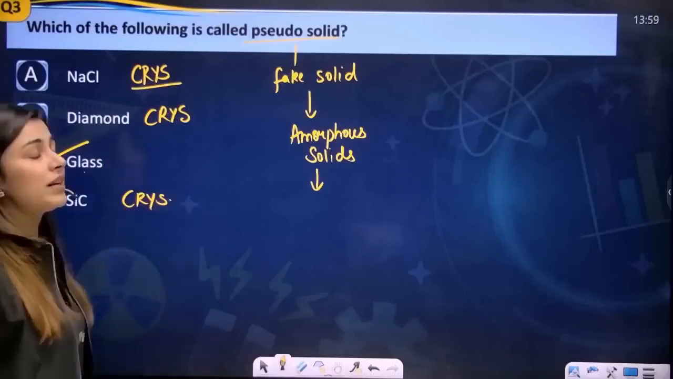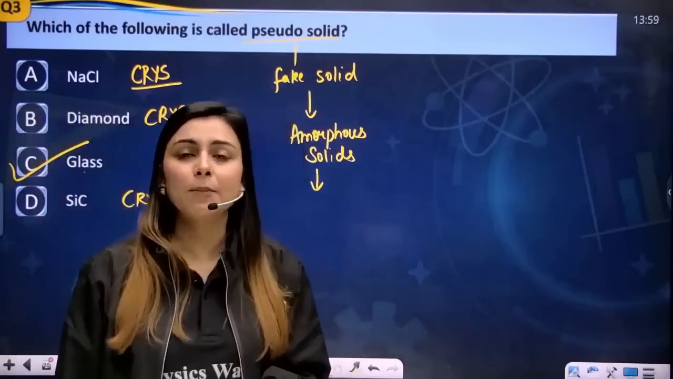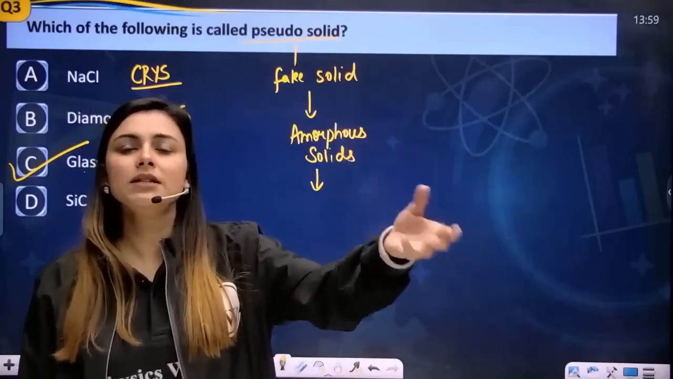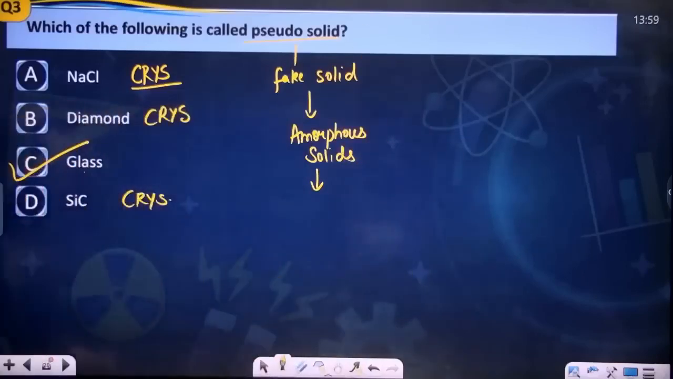I said you only need to remember the amorphous solids examples. Rest all will be your crystalline solids. So you're clear with this? Perfect, my dear students. Please write it down, and then we'll move forward.